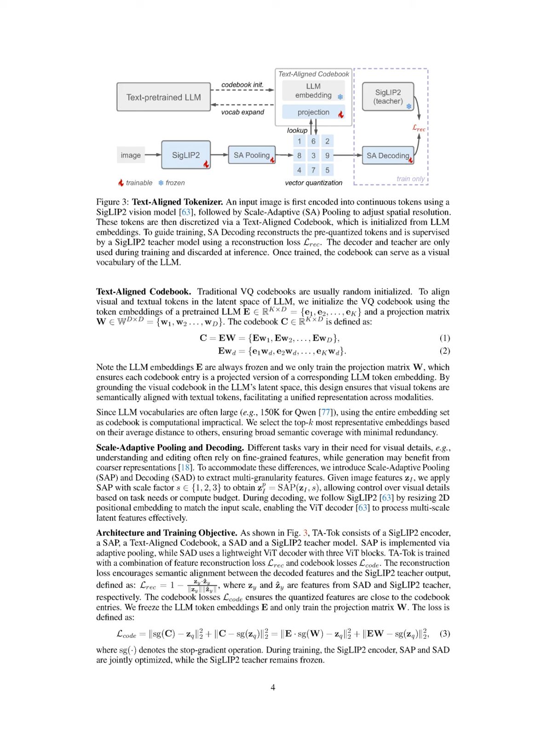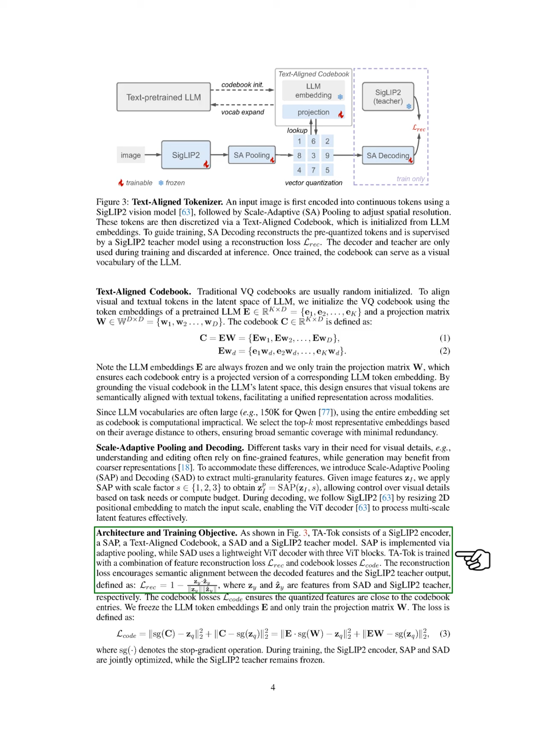Section Summary. In this section, we propose the text-aligned tokenizer, TATOC, to convert images into text-aligned tokens and introduce generative detokenizers for high-quality image decoding. We also outline the architecture and training objectives, emphasizing the alignment of visual and textual representations through a specialized codebook and the use of scale adaptive pooling for task-specific feature extraction.